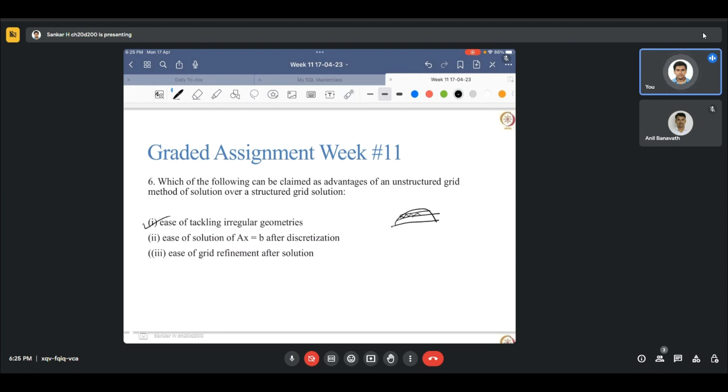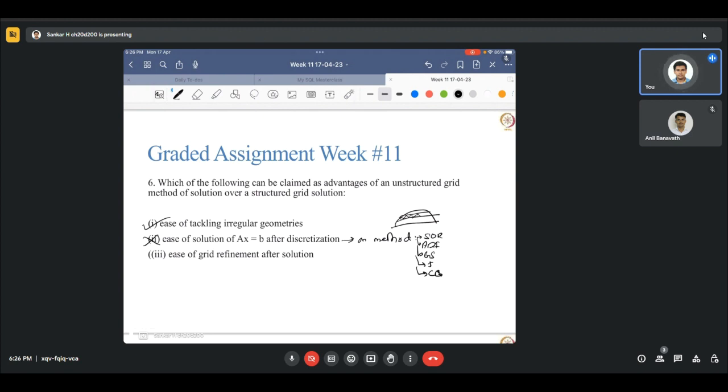Then the second point, the ease of solution of Ax equal to B after discretization. After discretization, it doesn't matter whether you are using a structured grid or an unstructured grid. It only matters on the method of solution, on the iterative method, such as successive over relaxation, or alternating direction implicit, or whether it is Gauss-Seidel or Jacobi or the conjugate gradient method. Whatever it is, the ease of solution after discretization depends only on the method of solution, not on whether a structured grid or an unstructured grid is being used. So the second option does not make sense here.